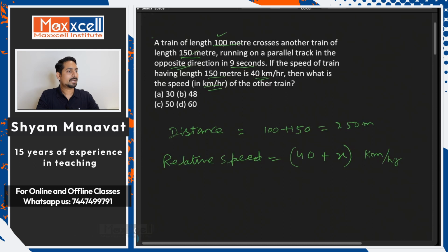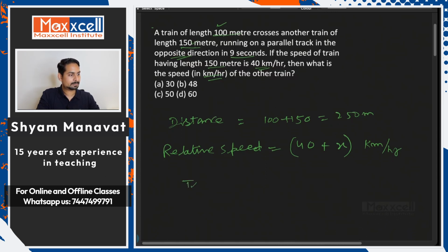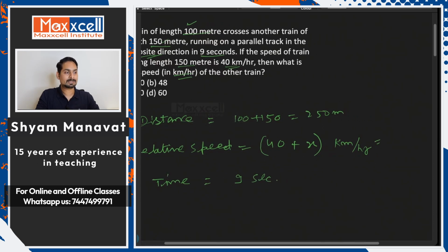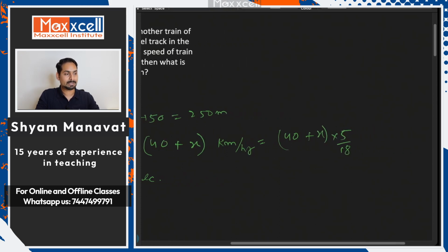Now, what do we have? We have the distance and we have the relative speed. Now time is given to us as 9 seconds. So first we need to convert this kilometer per hour speed into meters per second. So I should do (40 plus x) into 5 by 18. That will get you meters per second.